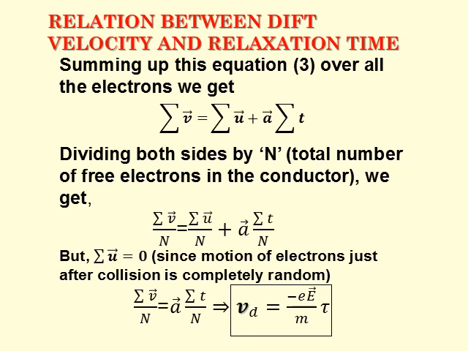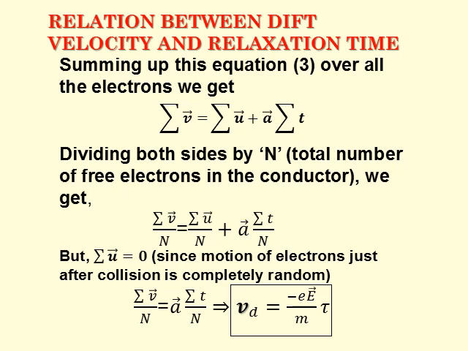A similar equation as equation 3 can be written for all the electrons moving inside the conductor. Writing down n equations for all the n electrons present inside the conductor and adding up all the equations, we get the result as sigma v vector equals sigma u vector plus a vector sigma t. We divide both sides of this equation by total number of electrons n inside the conductor. Substituting the value of sigma u equal to 0, we get sigma v vector by n equals a vector multiplied by sigma t by n.